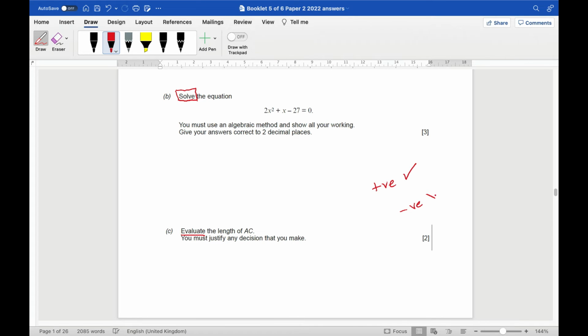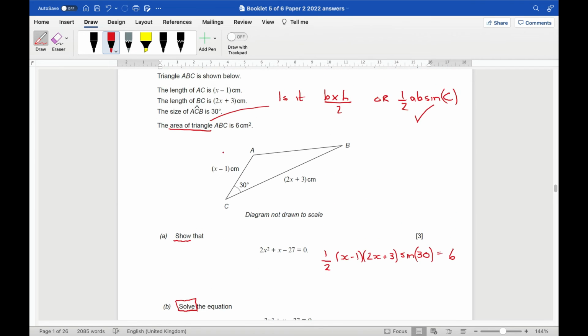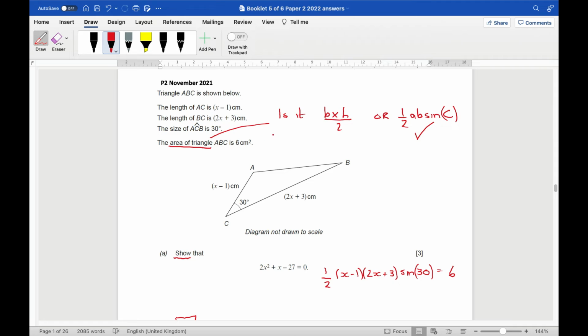And even though I got a negative answer, I didn't use it. And that's the justification you put there. This one, though, the show bit was nasty, right? Because it talked about the area of a triangle. Now, the area of a triangle, I put, is it base times height divided by 2? Clearly not, because it's not a right angle triangle.